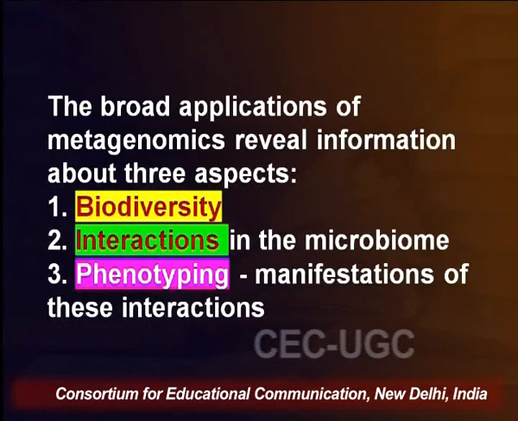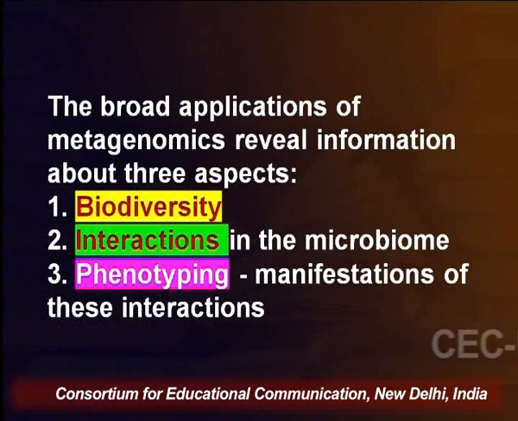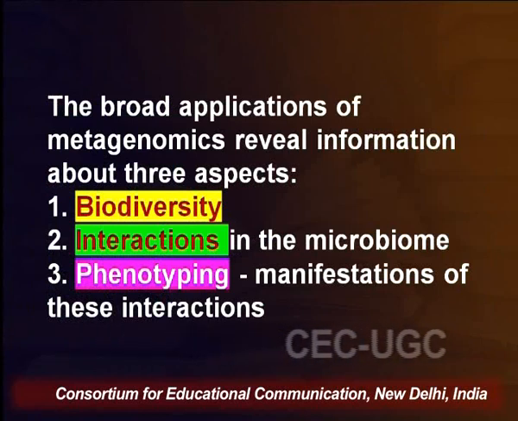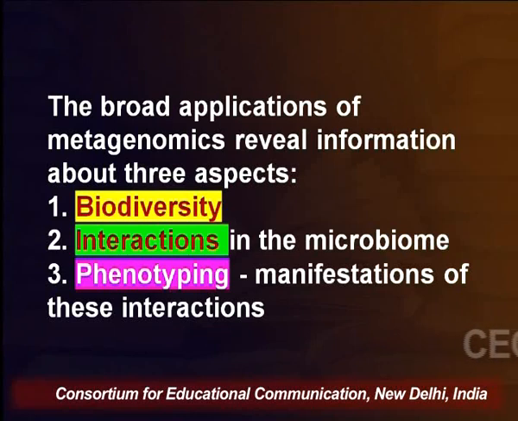So the broad applications of metagenomics reveal information about three aspects of an ecosystem. One is the biodiversity, meaning what microorganisms exist there. It would also tell us about the interactions, meaning how they are interacting with each other, and the phenotyping, meaning the manifestation of these interactions, what character comes out as a phenotype as a result of these interactions. So that was about it.